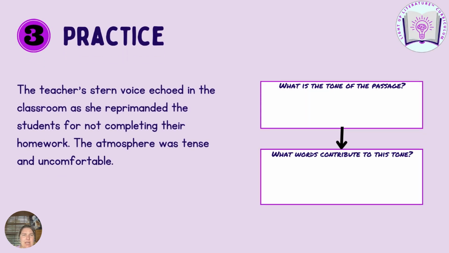Now, number 3. The teacher's stern voice echoed in the classroom as she reprimanded the student for not completing their homework. The atmosphere was tense and uncomfortable. All right, so what's the tone of the passage? It tells us directly what words contributed to the tone. So, the tone, the author is trying to get us to realize, like, what? And then which words specifically tell us exactly what we're supposed to be feeling.